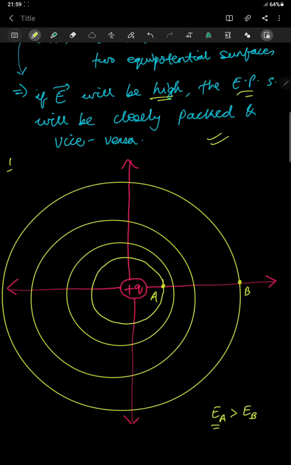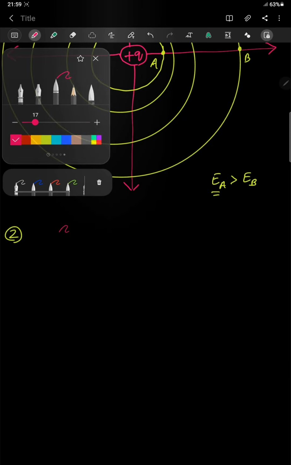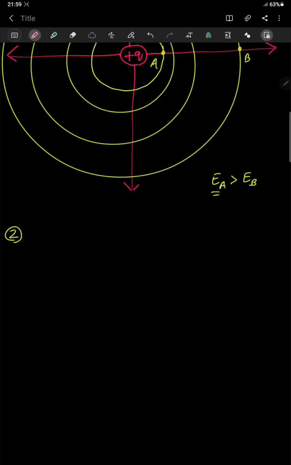So this is the first case. Let us go to the second one. In the second one, what we have is two charges. Basically, let us consider a dipole, plus q here, another one minus q here.